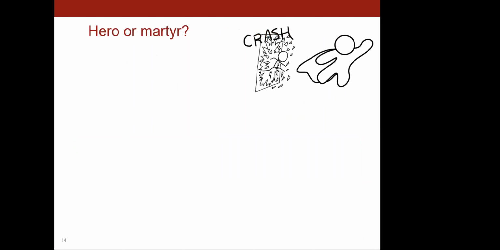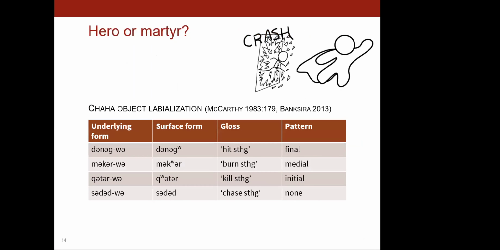Let me give you an example of these two types. Chaha object labialization is an example of a martyr ghost. When the labial feature is realized within the word, like in these first three examples, it's not doing so to solve a problem. It's there because it's realized by default. It just wants to be there. If it weren't realized, you wouldn't have a problem with the word. It's only in cases where the labial feature is not realized where we see a possible markedness situation.